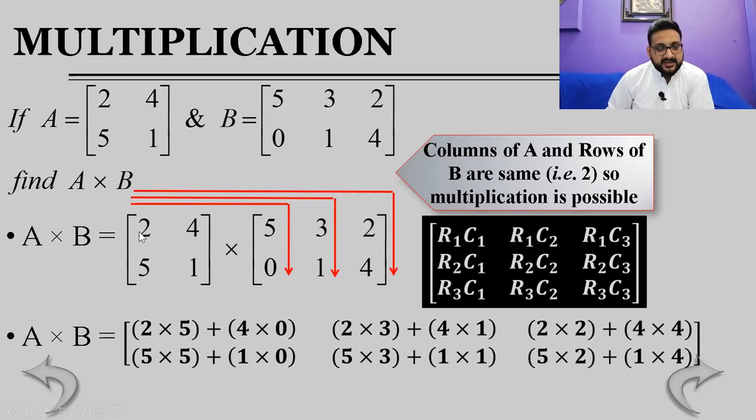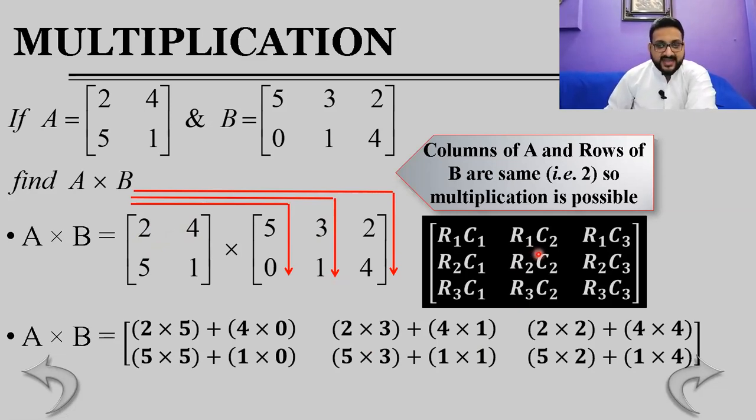First I multiplied 2 4 with the 5 0. So 2 multiplied by 5, 4 multiplied by 0. Now the second thing is first row multiplied by second column, first value multiplied to the first value, second value multiplied to the second value. So 2 multiplied by 3, 4 multiplied by 1. This has been done in R1 C2.